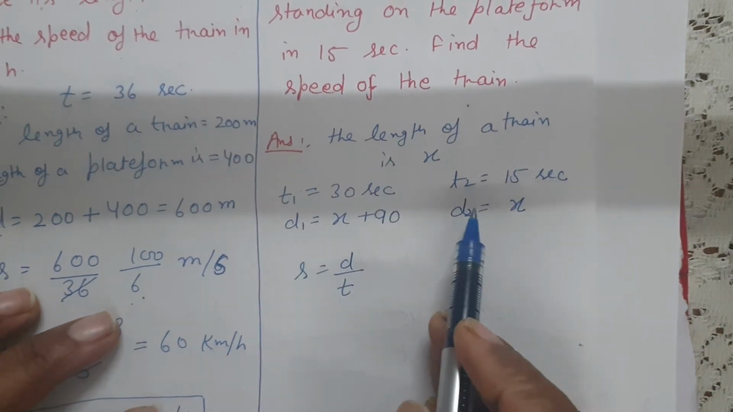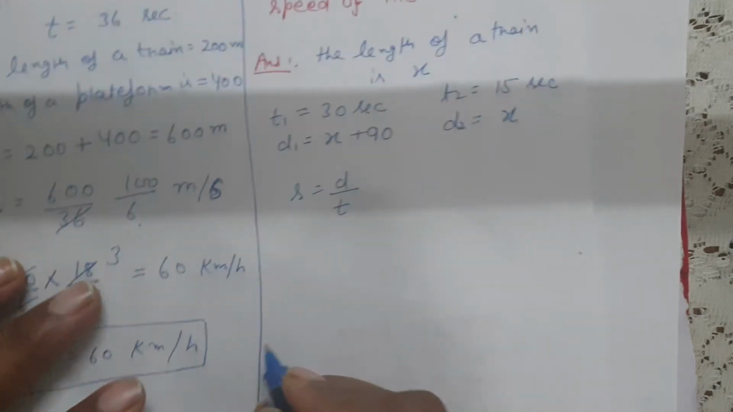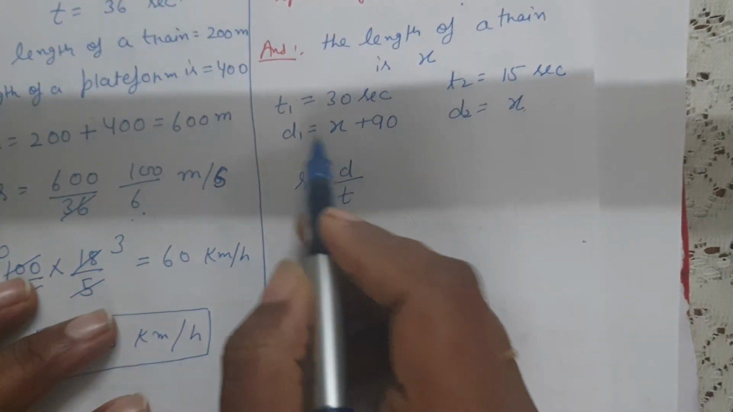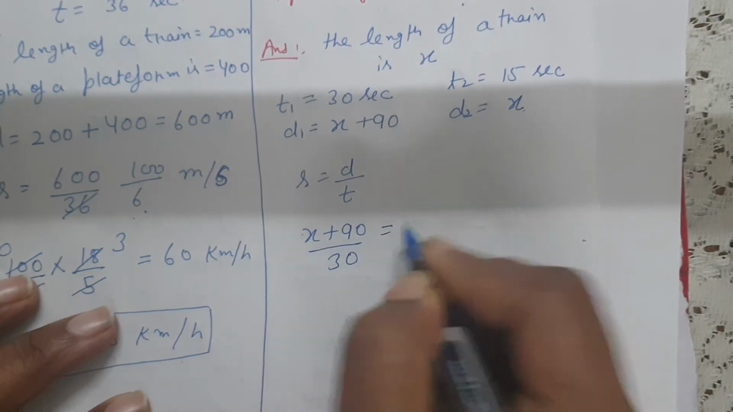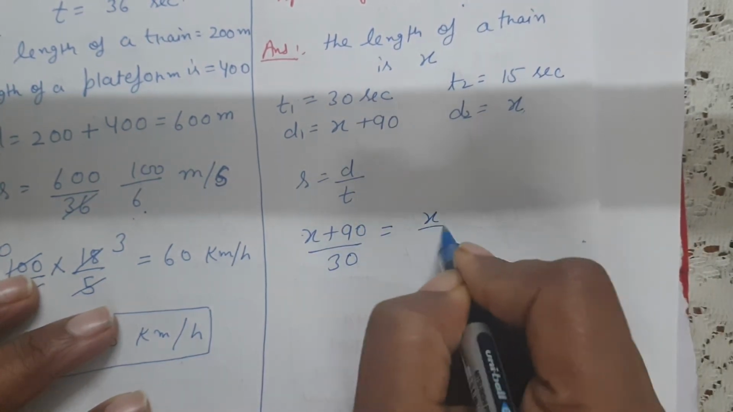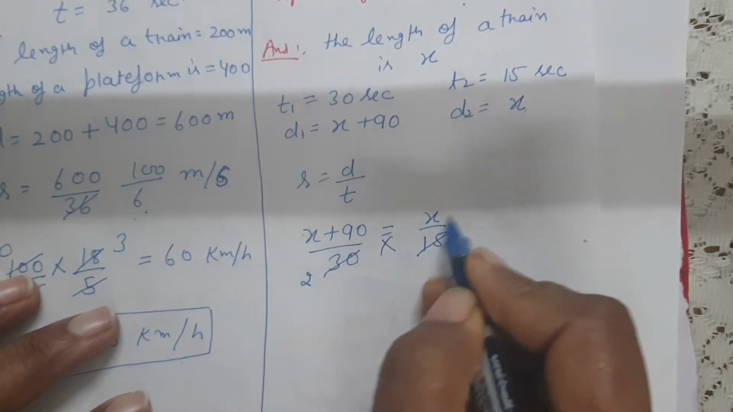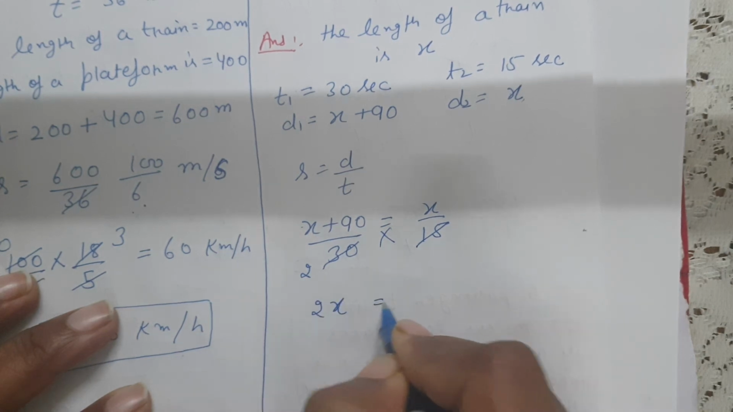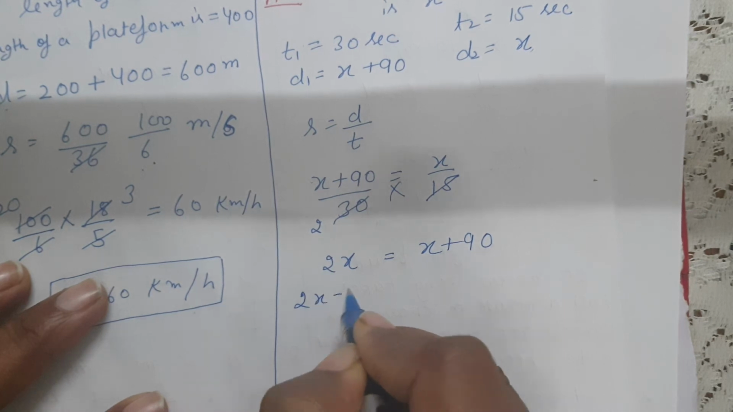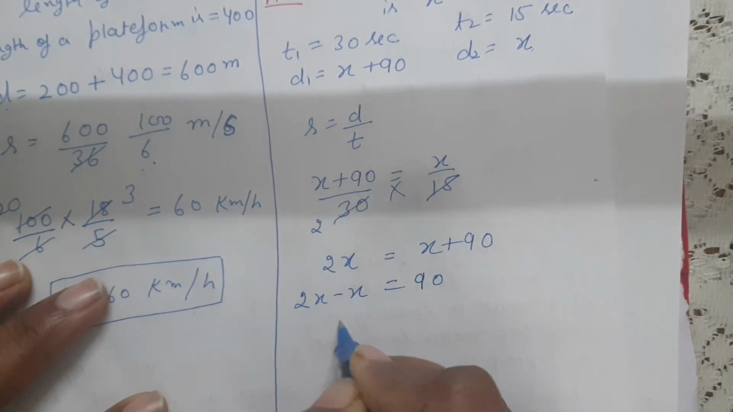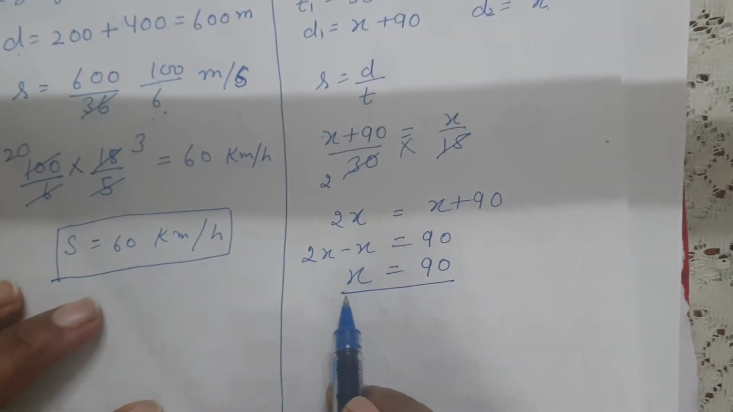So first of all we will find out the value of x. And now for this d upon t, x plus 90 upon 30 is equal to x upon 15. 15 ones are 15, 15 twos are 30. So cross multiply. So 2x equals x plus 90, and here 2x minus x equals 90. So x equals 90. It means the length of the train is 90.